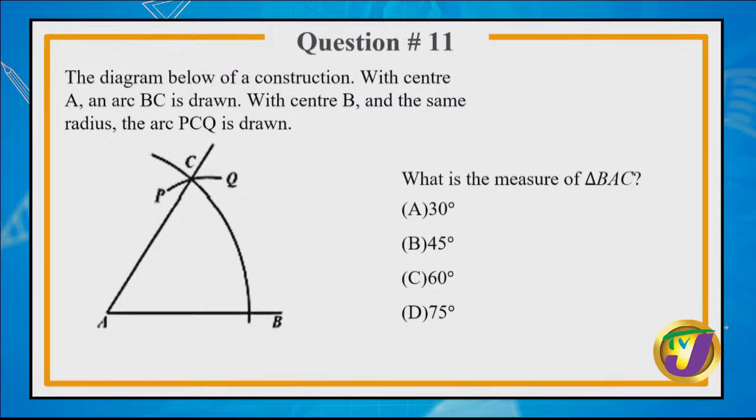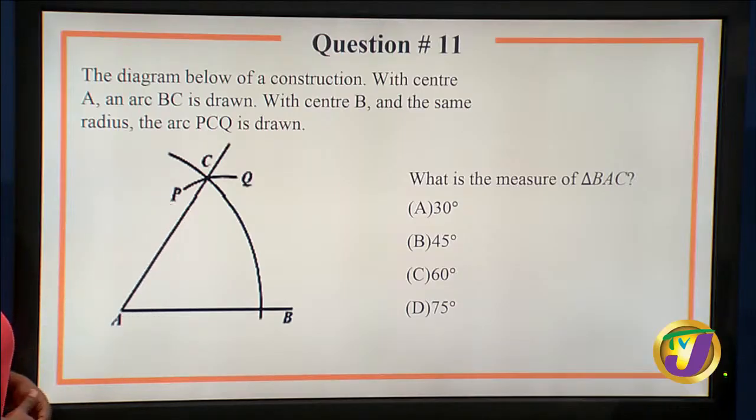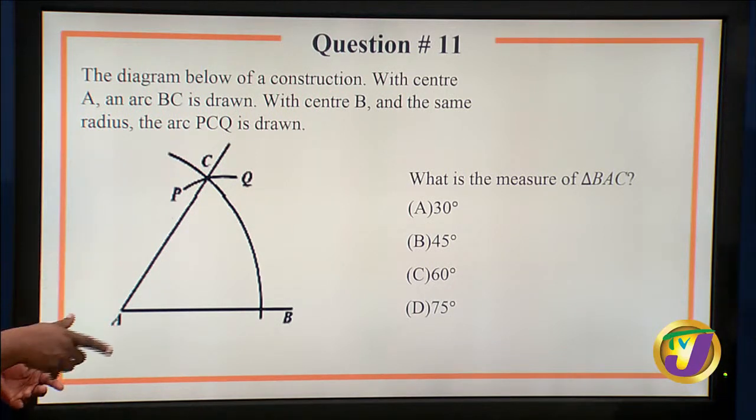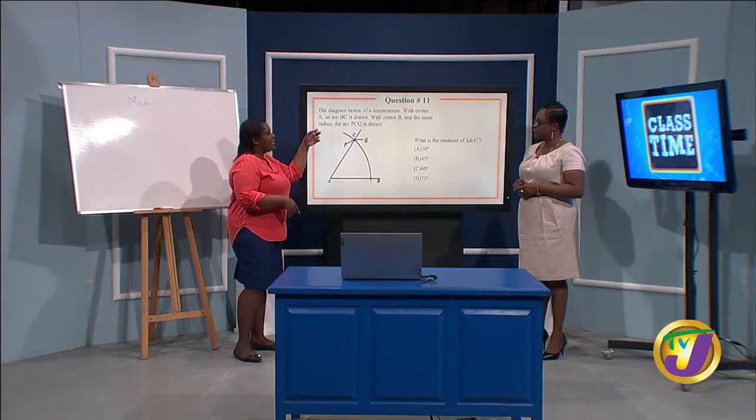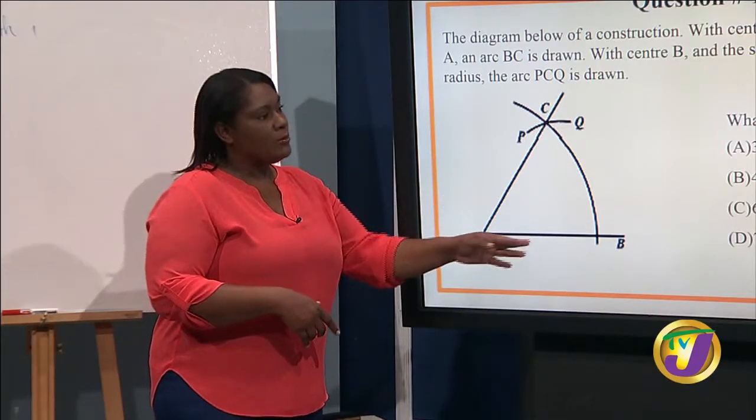We are given a center. We are also told that an arc BC is drawn, with the center and the same radius. Exactly. And we can see two radii in the diagram, right? Some persons take it for granted, or they might not have been informed somewhere along the line, that an arc is a part of the circumference of a circle. So it's really that we were going to draw a circle, but we drew the arc instead. That's why we are getting two radii coming out in the question.